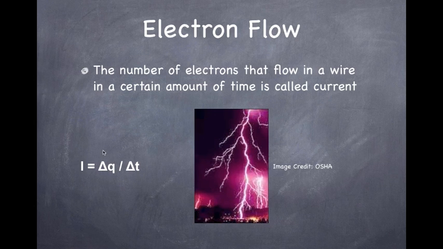Q is charge measured in coulombs from the previous unit. T is time measured in seconds. So what an amp really is, is a coulomb per second. You are expected to know that.